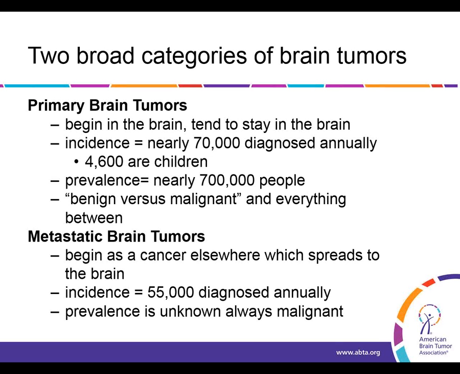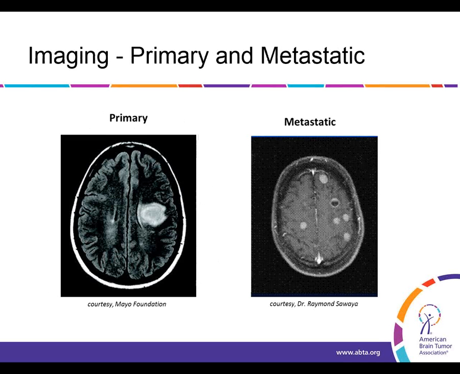A metastatic brain tumor begins as a cancer somewhere else in the body, and it goes to the brain. About 55,000 people are diagnosed with metastatic brain tumors annually. This is an imaging of a primary and metastatic brain tumor. The primary brain tumor is on the left. It's usually single, and it has this characteristic of one tumor, whereas metastatic tumors often are multiples, and they have a characteristic of circumscribed little tumors.